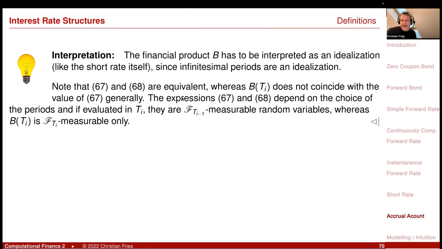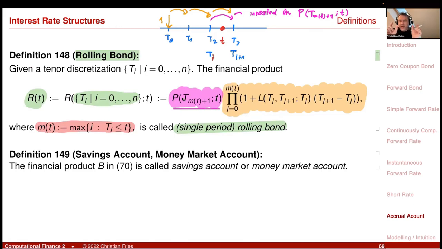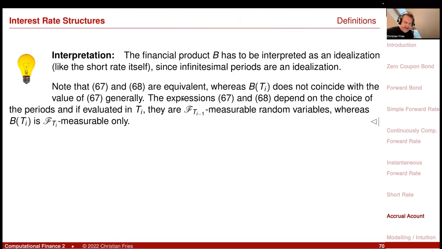So the financial product B, which you know from the Black-Scholes model, the e to the rt, or if r is time dependent, e to the integral r tau d tau, is an idealization. It's actually the limit of this product here. If you make all the periods infinitesimal small and you have very small, tiny reinvestments, continuous reinvestment at the current short rate, the short rate for the infinitesimal time period. So you see that I always try to have side by side the continuous time objects and the discretized objects, because later we will use the discretized objects.